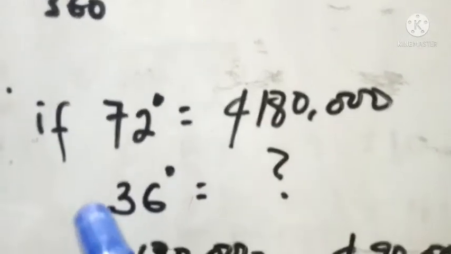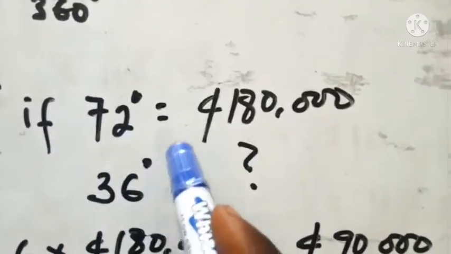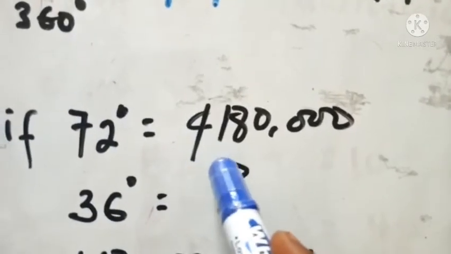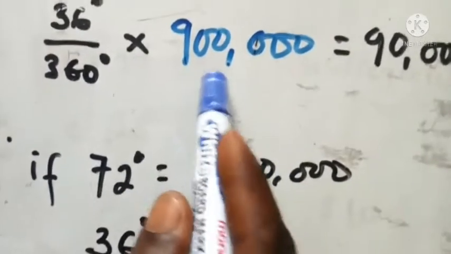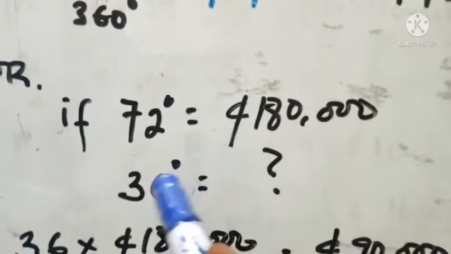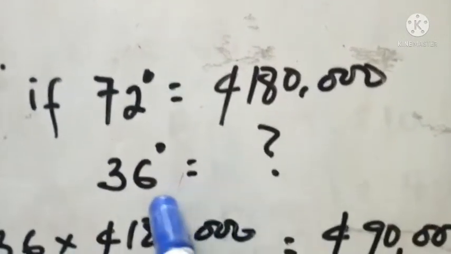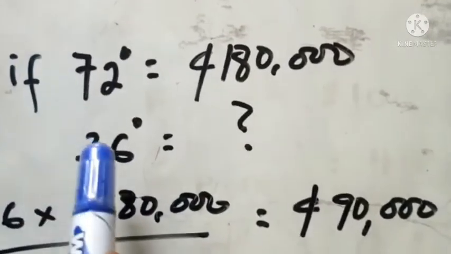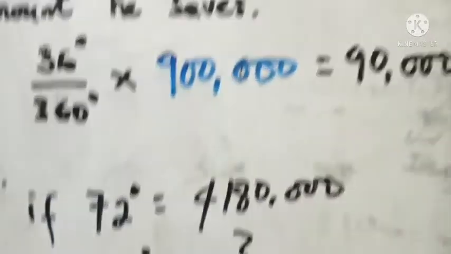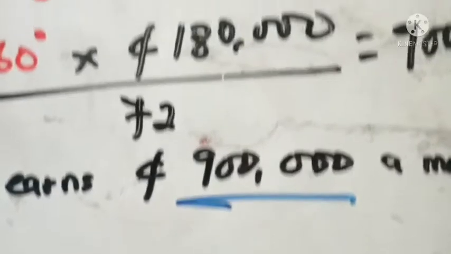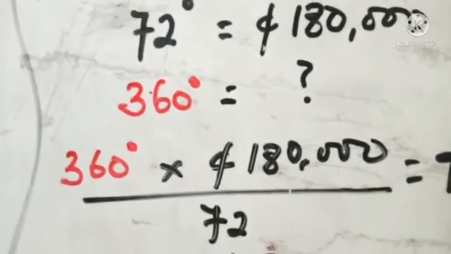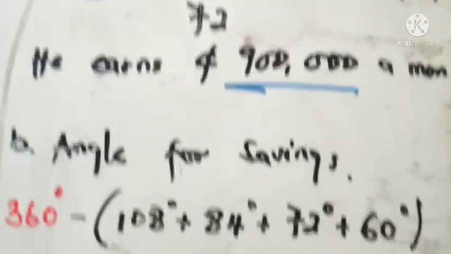Or you can go by the information that was given to you. So this is all we know. We know that 72 degrees is equal to 180,000. So there are two ways. You can go by this or by this one, right? So we know that 72 degrees is equal to 180,000. What about 36? Based on the calculation that we did at the beginning of this video, we know it's more divide, or less divide.